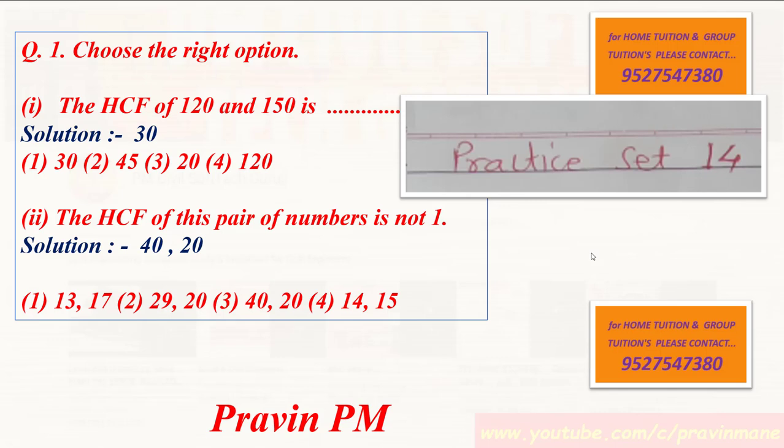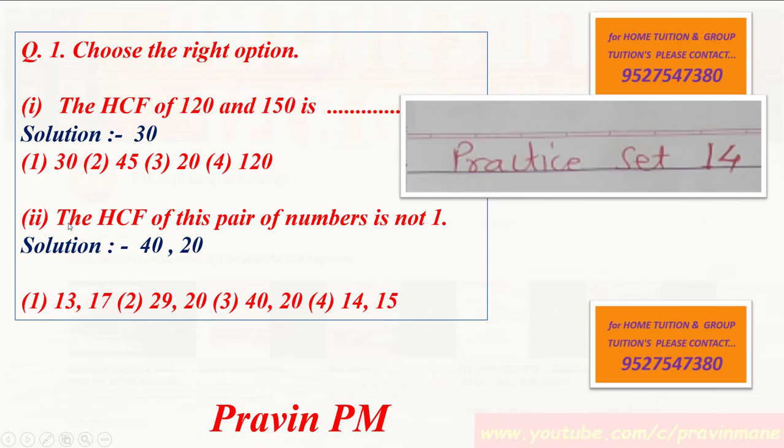Question 1. Choose the right option. Sub question 1. The HCF of 120 and 150 is: the options given are 30, 45, 20 and 120. Correct option is 30.